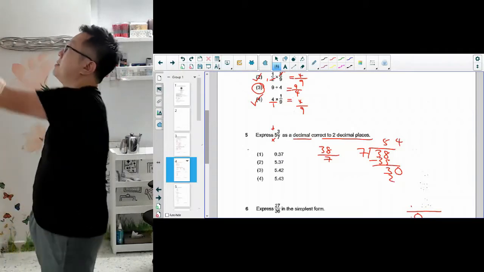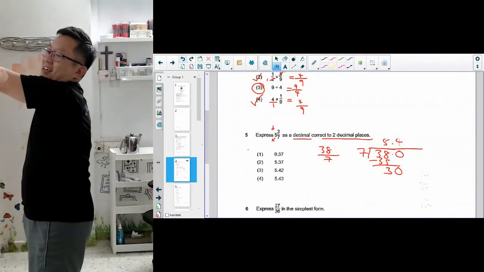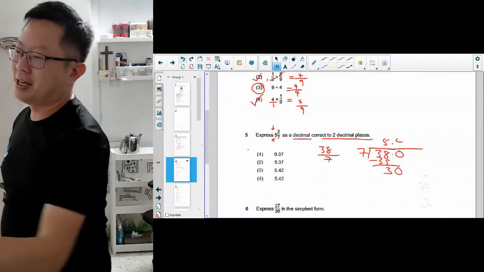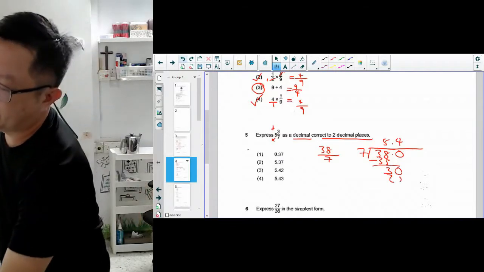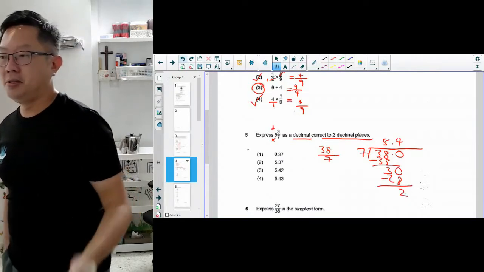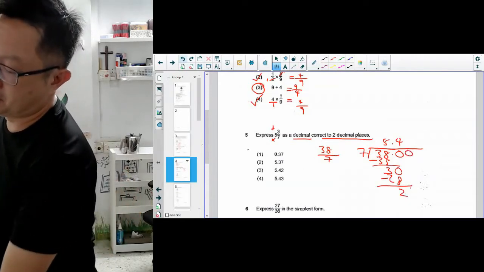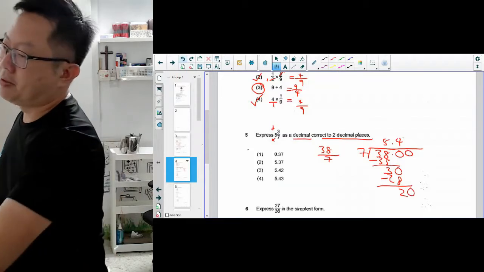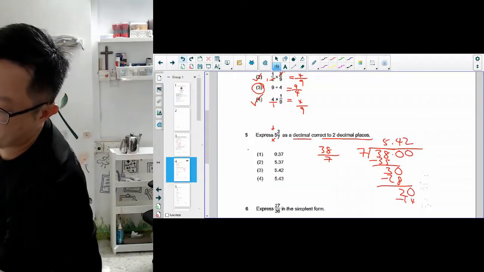Oops, something seems to be dropping down. Okay, what is that? Okay, so let's try again. So 4 times 7 is 28, and then you minus, you get 2. And how to continue dividing? You add one more 0, and you pull down the 0. And then you have 2 times 7 is 14, and remainder 6.